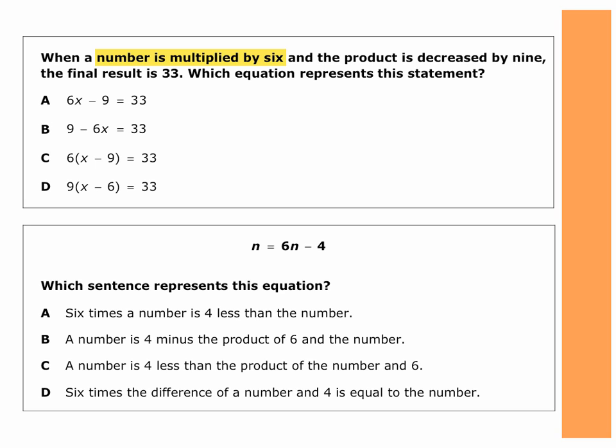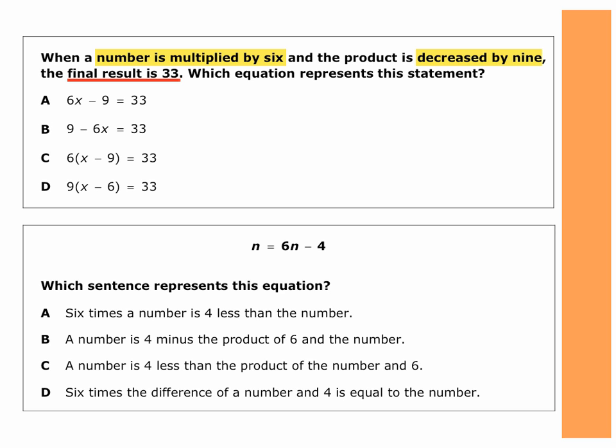I don't know what the number is, so I'm going to assign it a variable. If you look at your answers, they've assigned it x. Then it says the product is decreased by 9, which means I need to take whatever I multiply and subtract 9. And then it says the final result is 33, which means whatever I get when I have a number multiplied by 6 and then decreased by 9, it's going to equal 33.